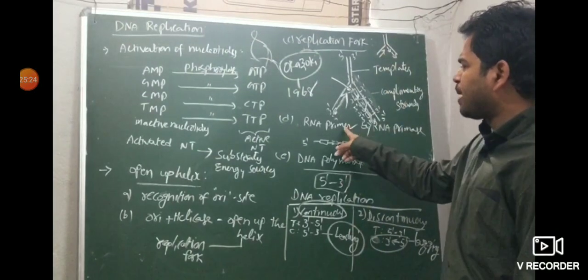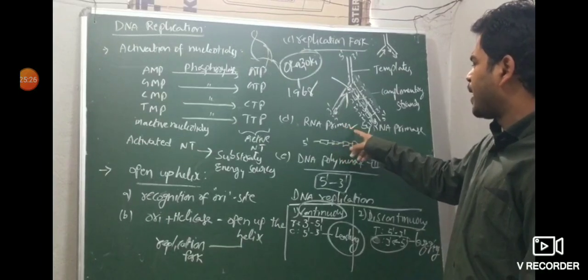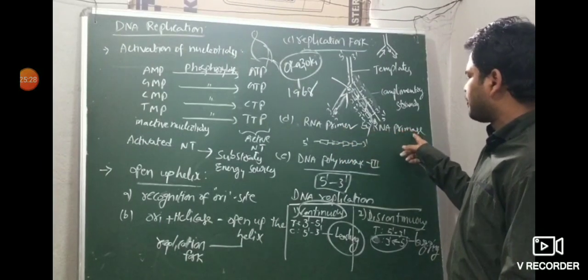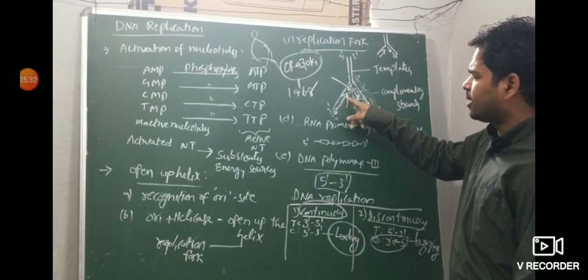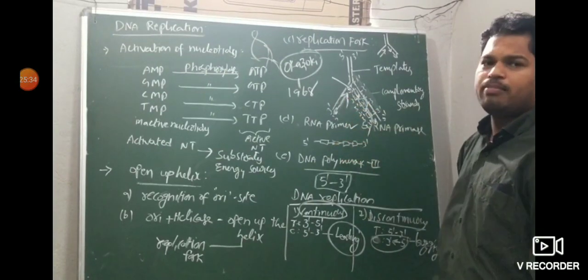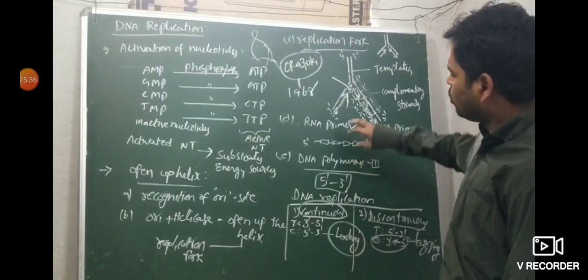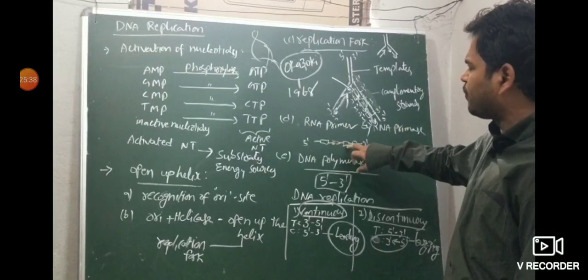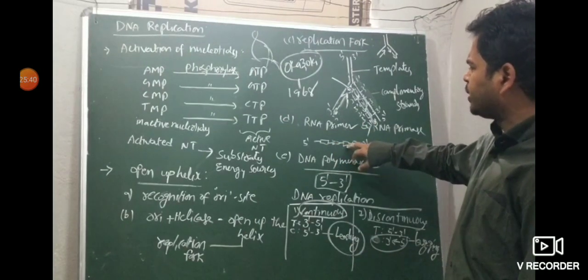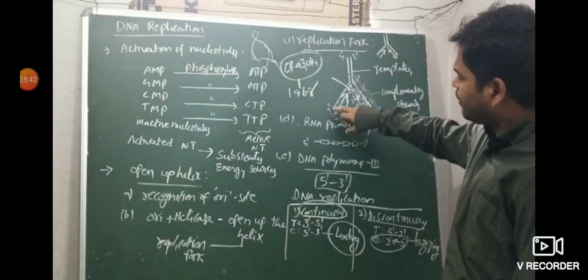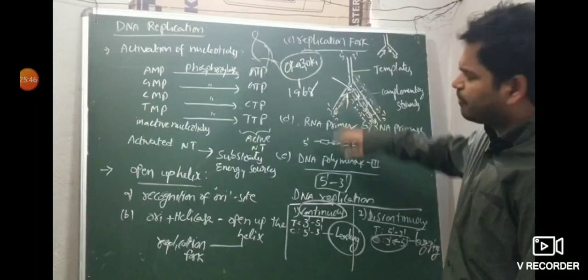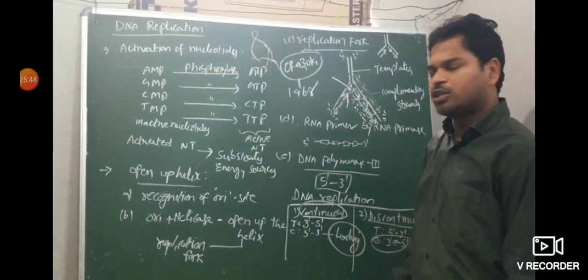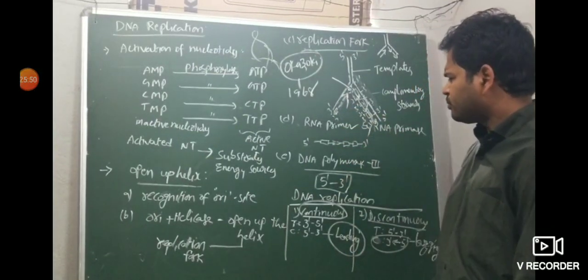Then the RNA primer is synthesized by the RNA primase enzyme. New DNA strands evolve from RNA because it is more stable. The RNA primer is a short segment of RNA, 4 to 7 nucleotides. The RNA is complementary to the template by hydrogen bonds, and a DNA nucleotide is joined by phosphodiester bonds. That's why the RNA primer is required here.